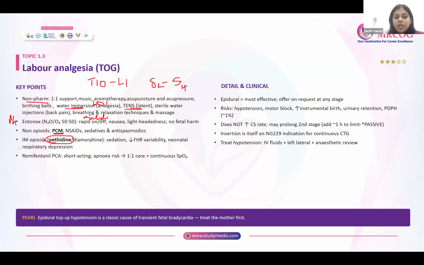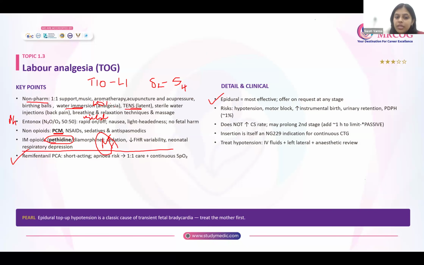Then comes remifentanil PCA, and epidural. Now, up to here, pethidine and all, midwives are also licensed to use. So midwives can use Entonox, midwives can use pethidine, midwives can use non-opioids, PCM and all. But now if the lady is to be given remifentanil or epidural, she needs to be in an obstetric unit.